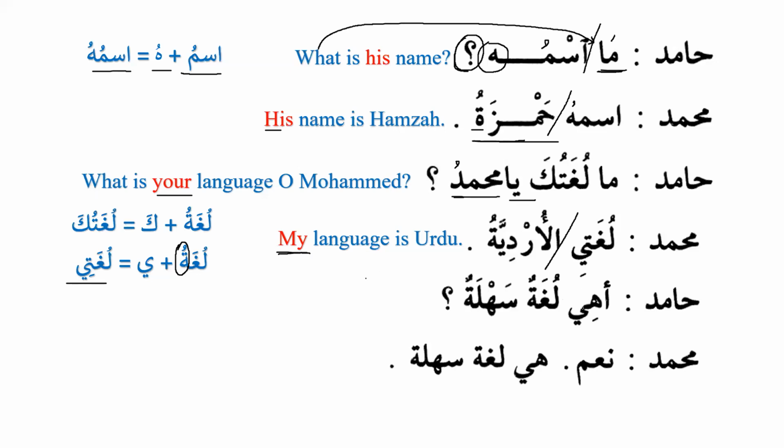Hamidun: Ahiya lughatun sahlatun? Is it an easy language? Muhammadun: Naam. Yes. Hiya lughatun sahlatun. Yes, it is an easy language. Again, we have the case endings here, but we do not have the case endings here. And that means that this is a predicate and it has to be marfu. Yes, it is an easy language.